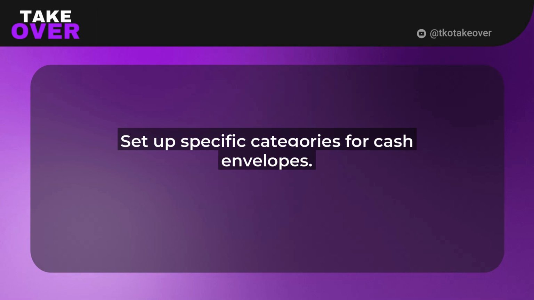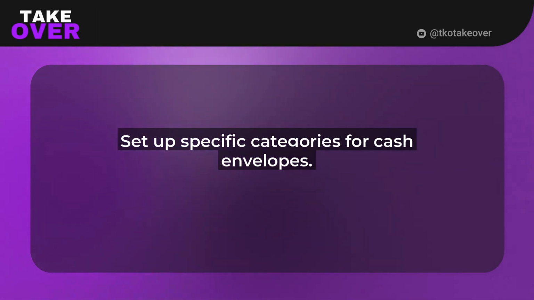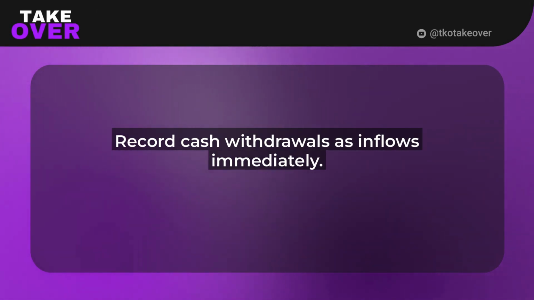Begin by setting up specific categories in YNAB for your cash needs. For example, if you're using the envelope system, create categories like groceries cash or entertainment fund. This way, you're assigning jobs to your dollars before you even spend them.